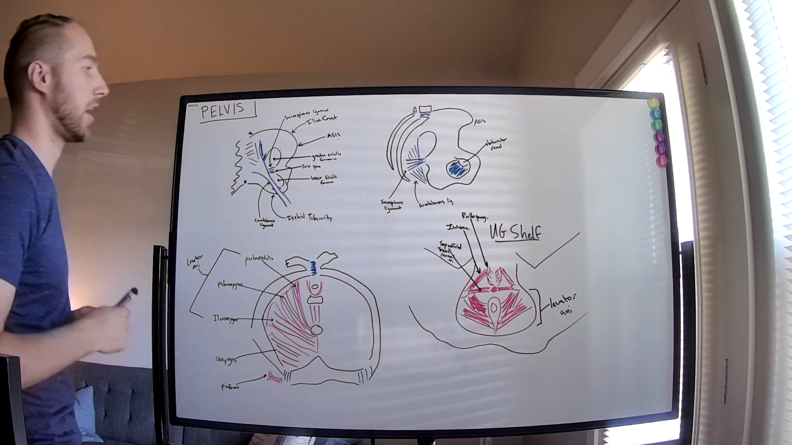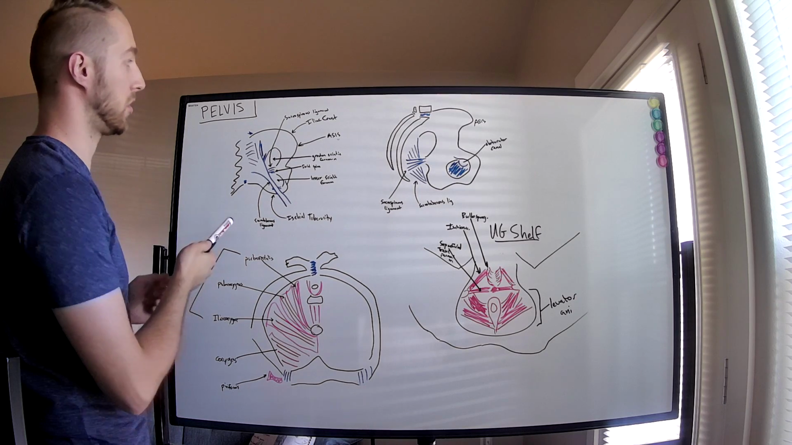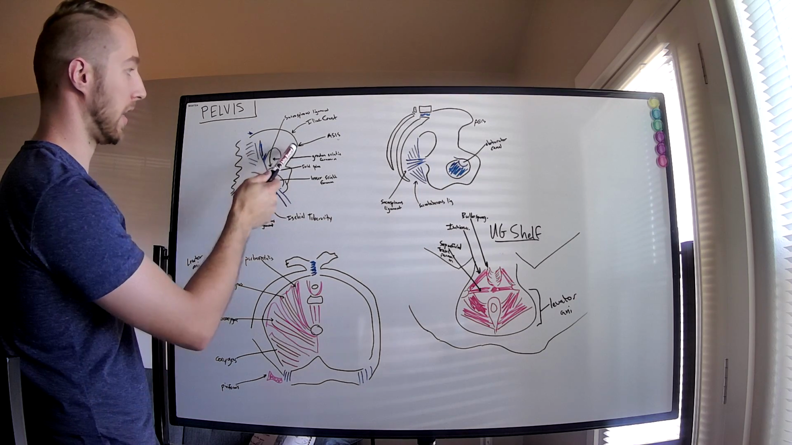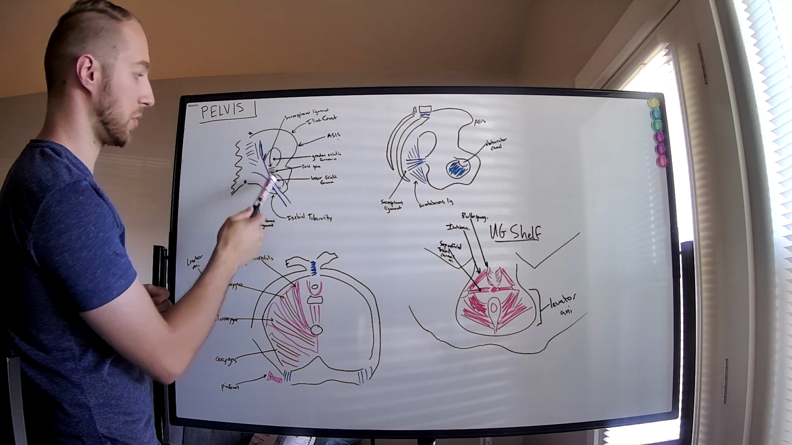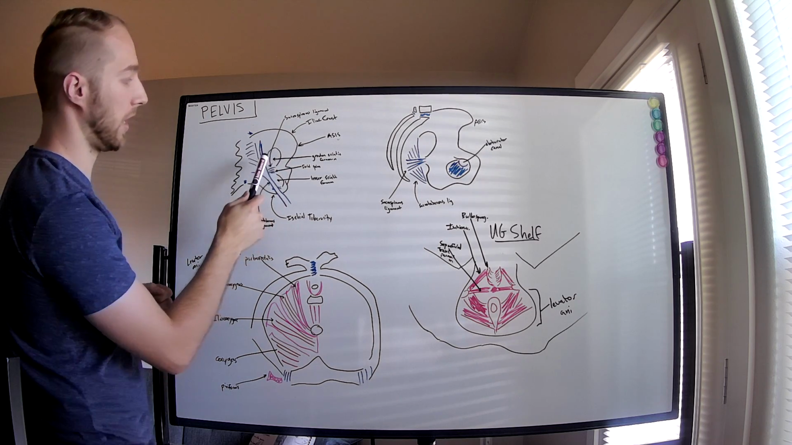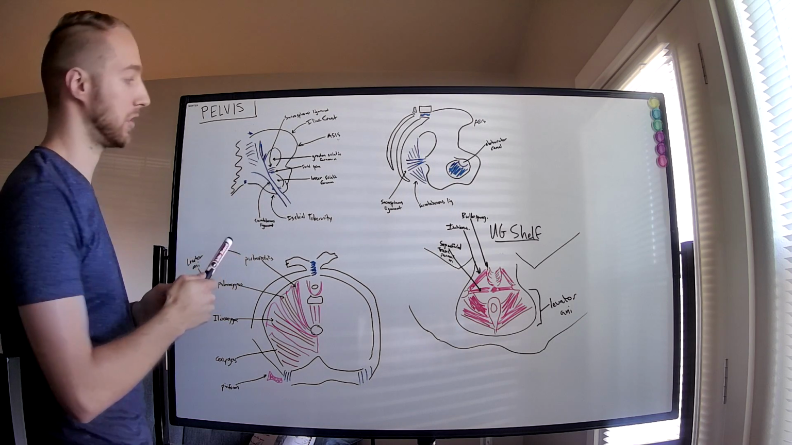Let's go ahead and talk about the pelvis. Let's start with a posterior view of the pelvis. So the pelvis has the iliac crest, your ASIS, your ischial spine, and then you have your foramen that are formed by the ligaments we're about to talk about.